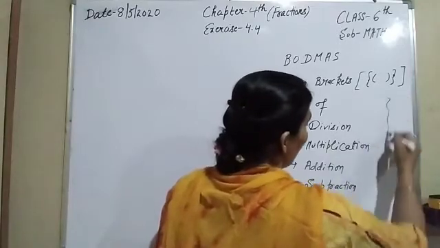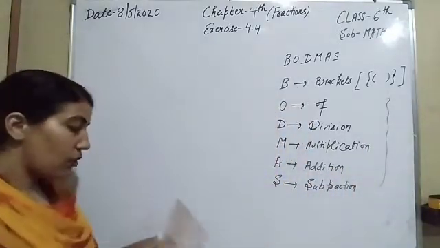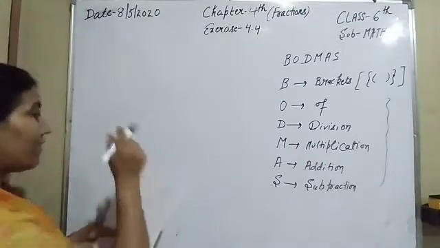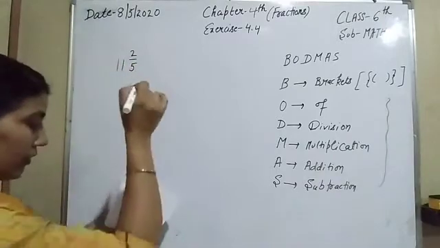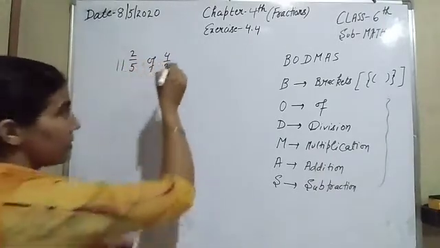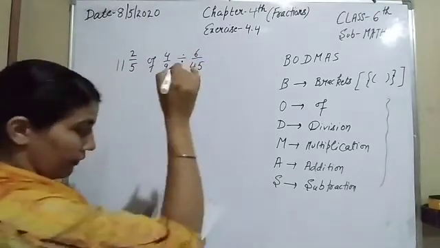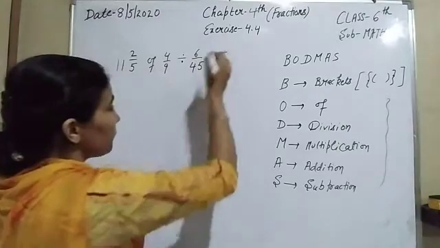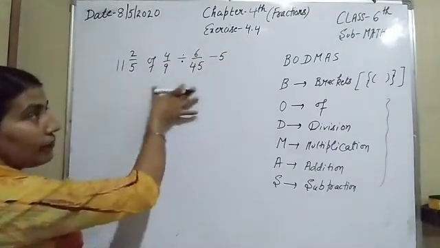Using all these rules, we just have to solve the fractions. Now come to the first question of this worksheet. We have to solve 11 and 2 by 5 of 4 by 9 divided by 6 by 45 minus 5. Now look here. We have to solve these fractions.